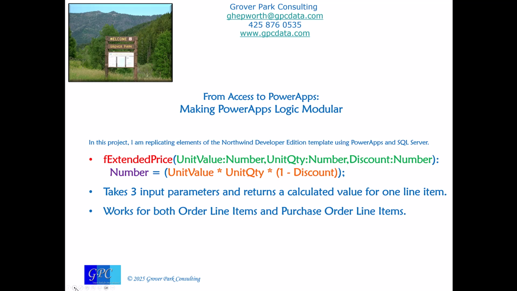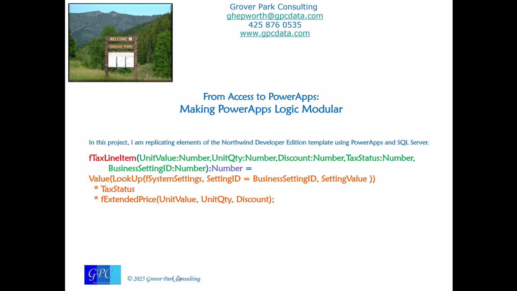Let's look at our final UDF. This one's a lot more complicated. I'll give you the high-level view of it here with the color highlighting to identify the parts, and then when we dive into the code, I'll show you in more detail how it all works. The name of the UDF is tax line item. It calculates the amount of tax applicable to each line item in either an order detail or a purchase order detail.